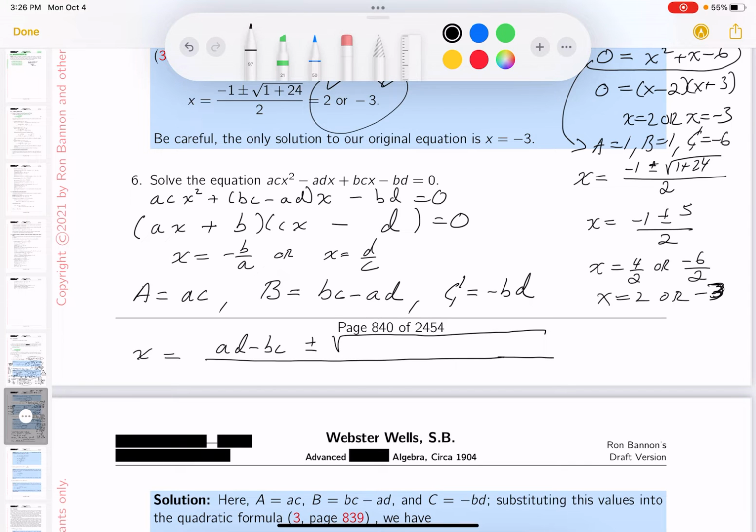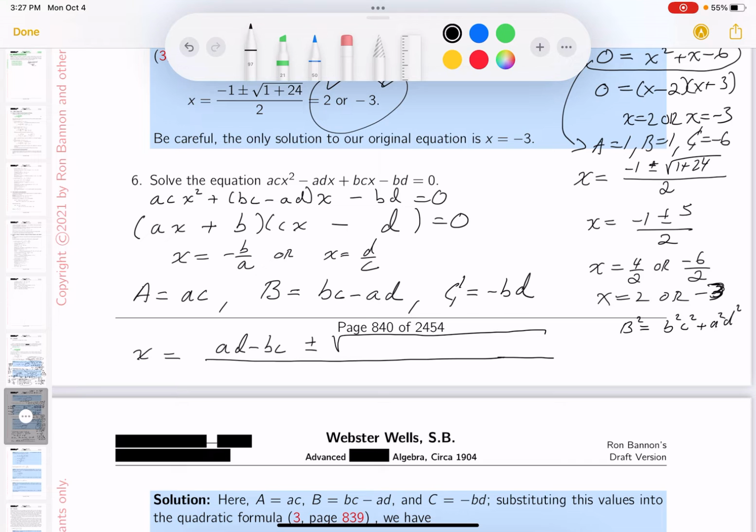I'm going to do it on the side. I've got to do B squared. I have to do the B squared. What's that going to be? B squared C squared plus A squared D squared.